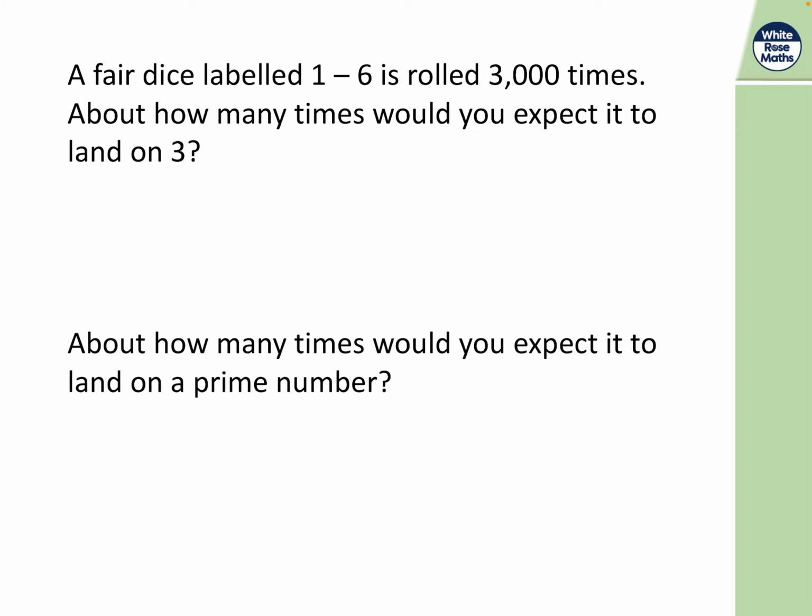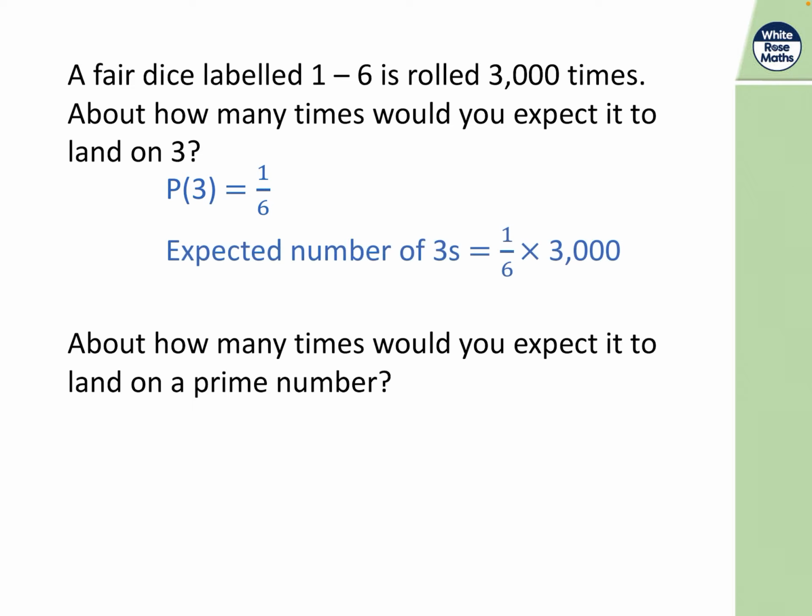Okay, that's the next question, but we'll go through this one first. Then we have to multiply the probability of it landing on a 3, which is 1 over 6, by the number of times we are rolling the dice, which is 3,000. So that's 1 over 6 multiplied by 3,000, which is 500. So we would expect it to land on a 3 500 times.